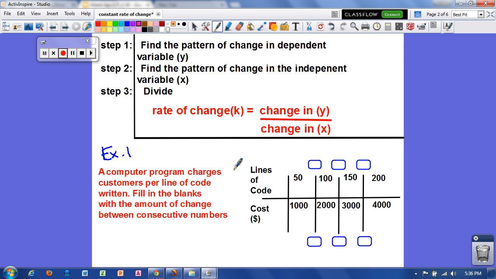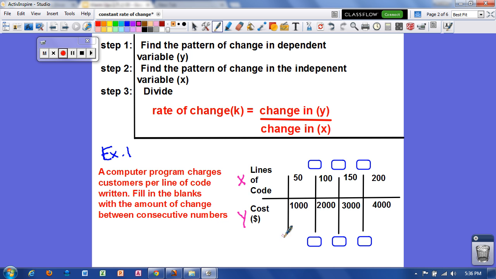Alright, so we have lines of code and the cost. You have to actually write the lines of code, then determine how much it will cost. So since this happens first, it's independent, that's x. The cost would be dependent, and it would be y. And if you think about it, the cost depends on the lines of code. Now we're going to find our change in y.